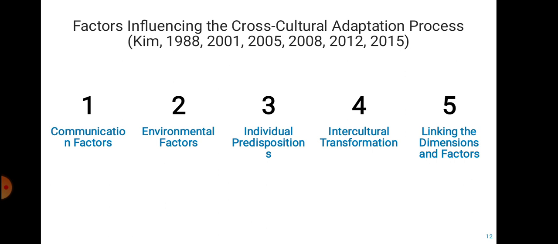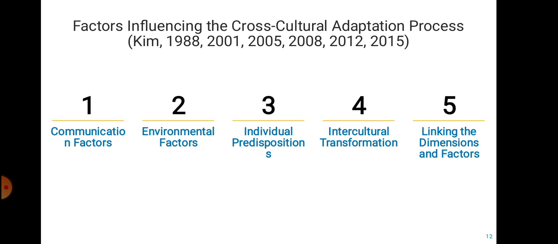So, we have five factors: the communication factors, environmental factors, individual predispositions, intercultural transformation, and the linking of the dimensions and factors. First is the communication factors. It is about the overall internal capacity of a stranger to decode and encode information in accordance with the host cultural communication practices, such as the cognitive, the affective, and the operational factors. So simply put, it is about the communication process.